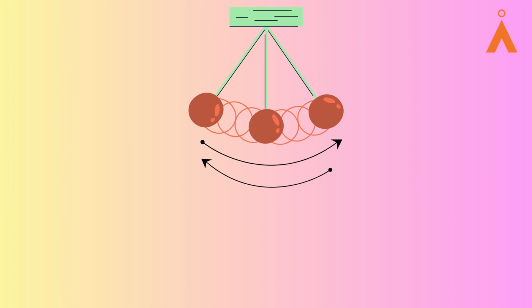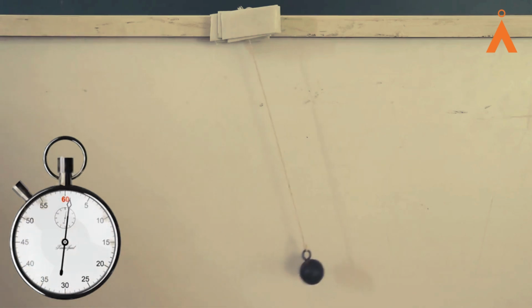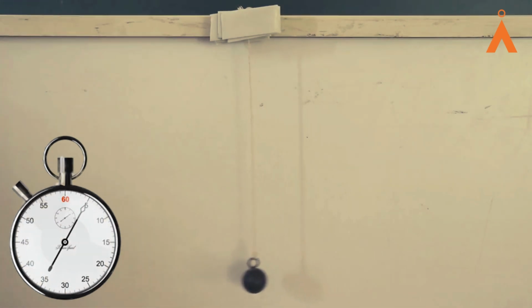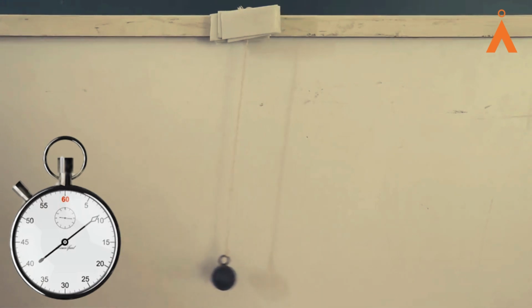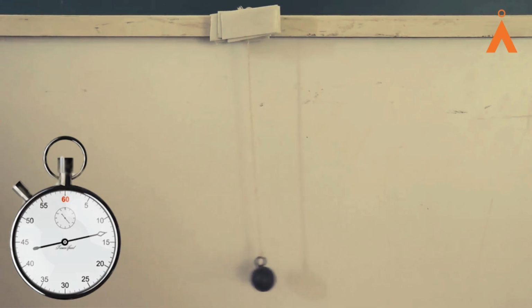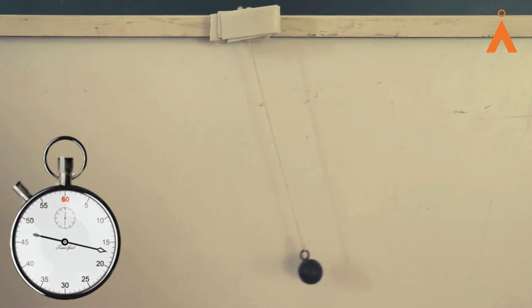It seems to be a repetitive motion with a sense of fixed time for one motion cycle. The bob can be seen moving from one extreme to another in a fixed period of time. Well, let's call this a periodic motion, a motion that repeats itself after a fixed period of time.